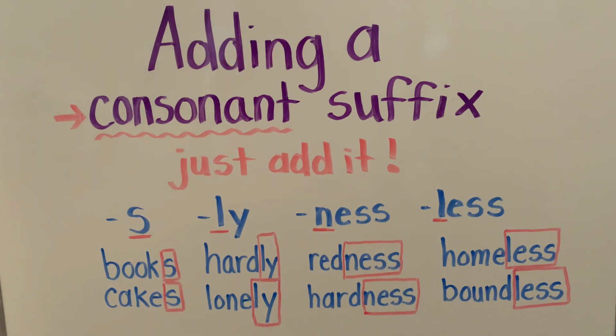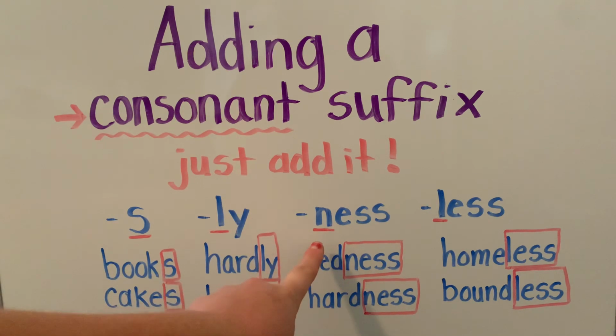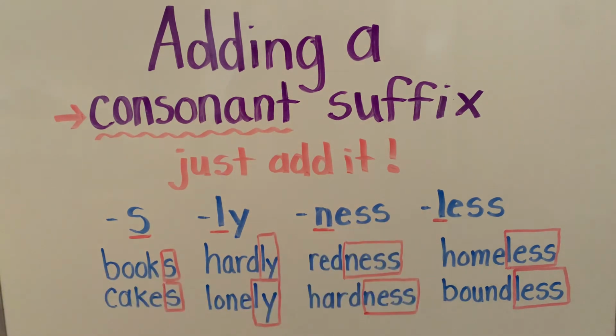Right, a consonant suffix is a suffix that begins with a consonant. A vowel suffix begins with a vowel. So this rule applies to consonant suffixes. If you look at all my suffixes, S, L, Y, ness, and less all begin with a consonant. So when you want to add a consonant suffix to the end of a word, the rule is you just add it. You don't have to change your root word. You don't have to double anything on your root word. You don't have to drop anything on your root word.